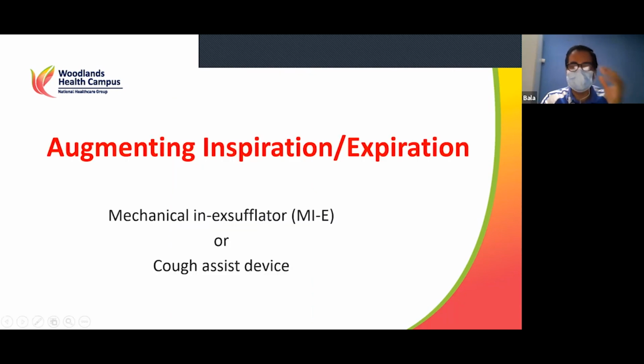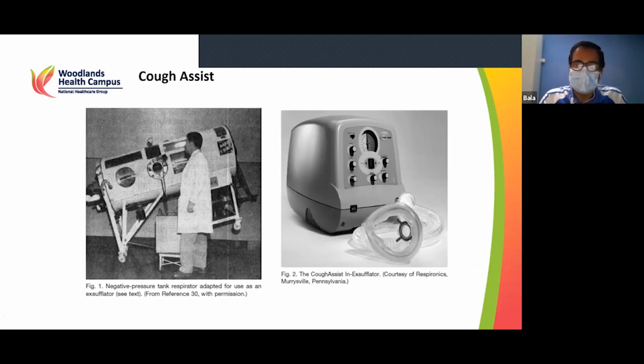Okay. So now the next part is how do we augment both? If you follow that flow, initially we try LVR, then we combine MAC, manually assisted cough. If both don't work, that's where you need to combine a different one, which is inspiration and expiration. That's where cough assist comes in now. Just a brief history about cough assist.